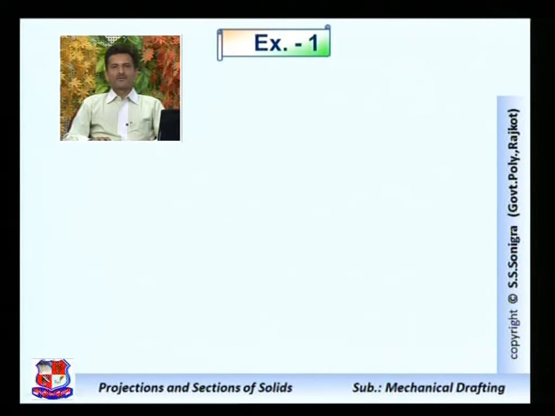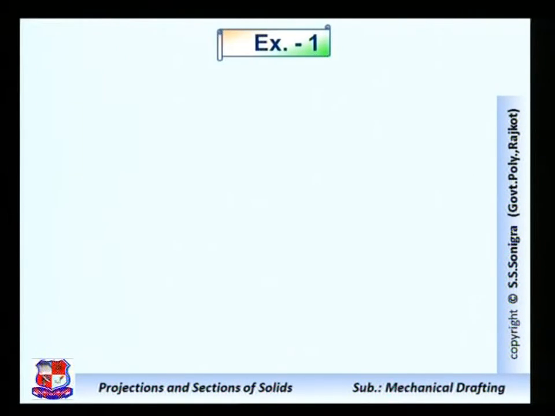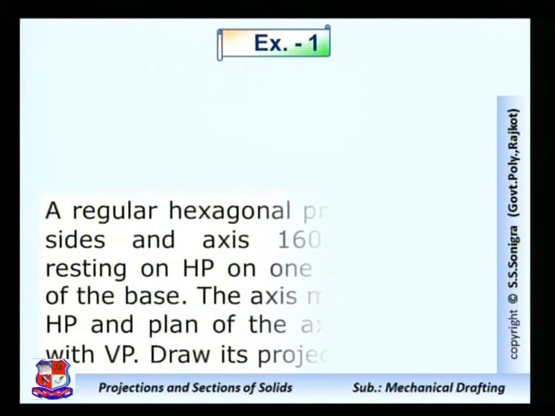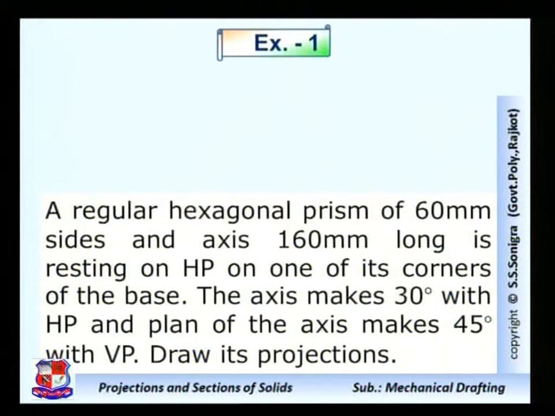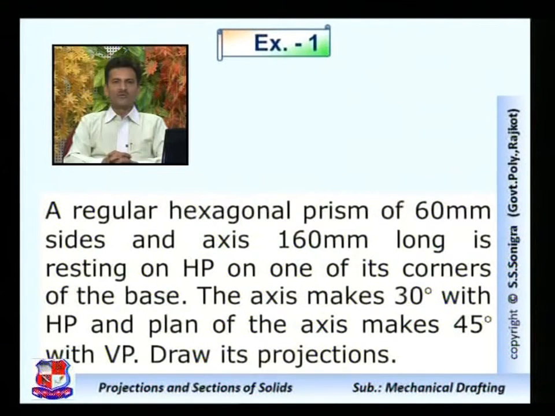Now first example, the data is given like this. A regular hexagonal prism of 60 mm sides and axis 160 mm long is resting on HP on one of its corners on the base. The axis makes an angle of 30 degree with HP, and the plane of the axis makes an angle of 45 degree with vertical plane. Draw its projections.